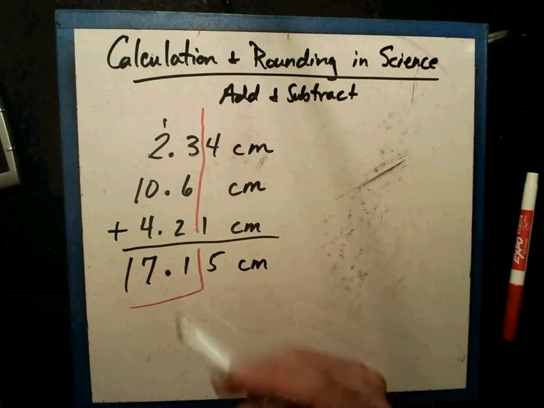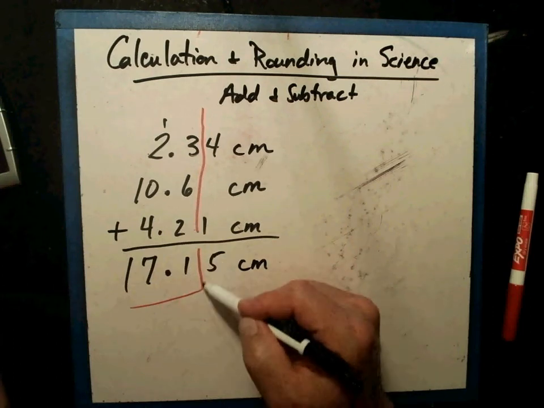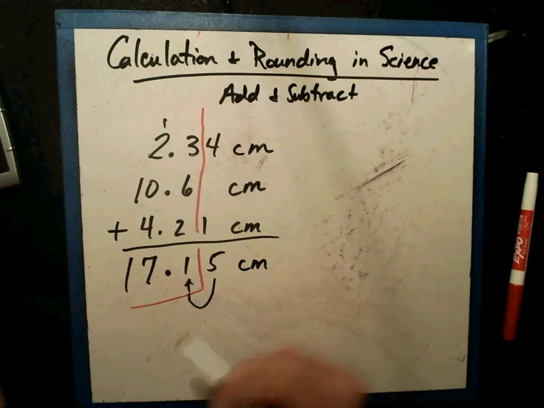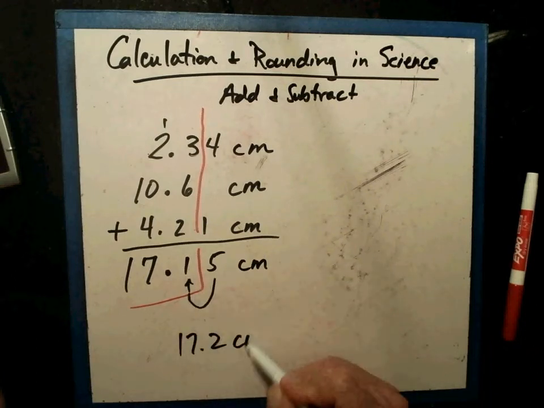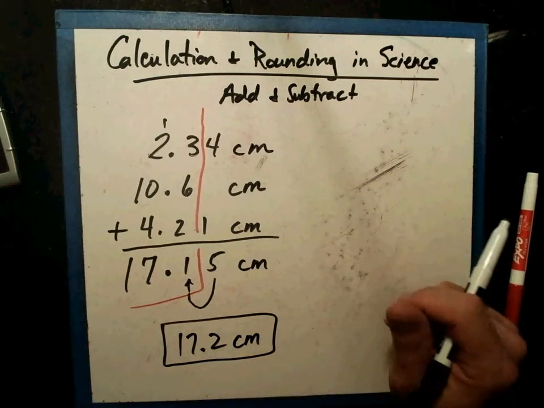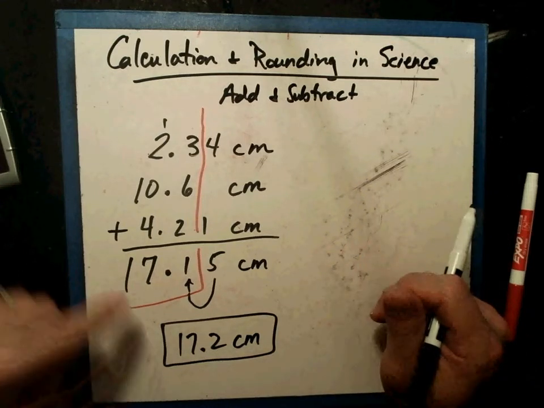So I have to stop my number right here and round. Normal rounding in math class. The answer to this question, and there's only one answer to this question, is 17.2 centimeters. That's the exact answer for the numbers I was given.